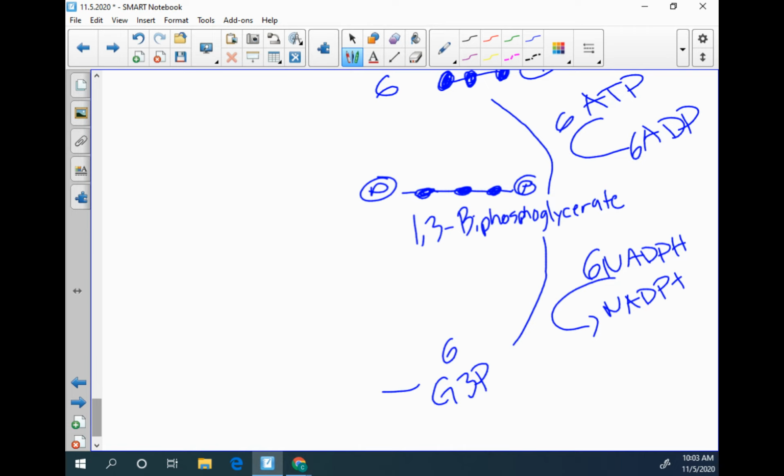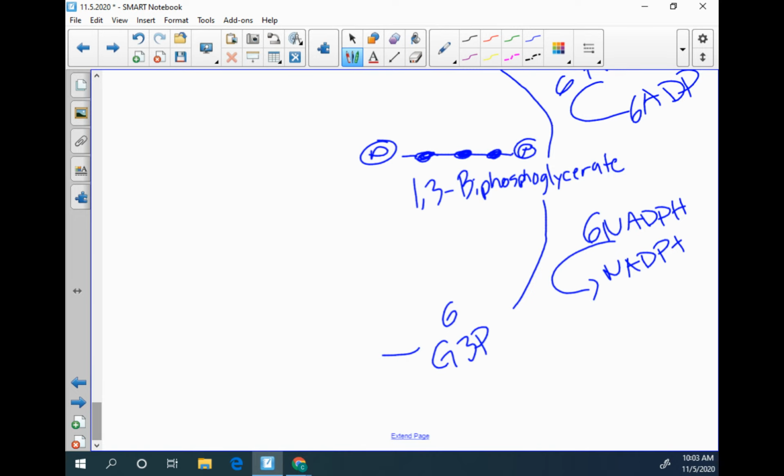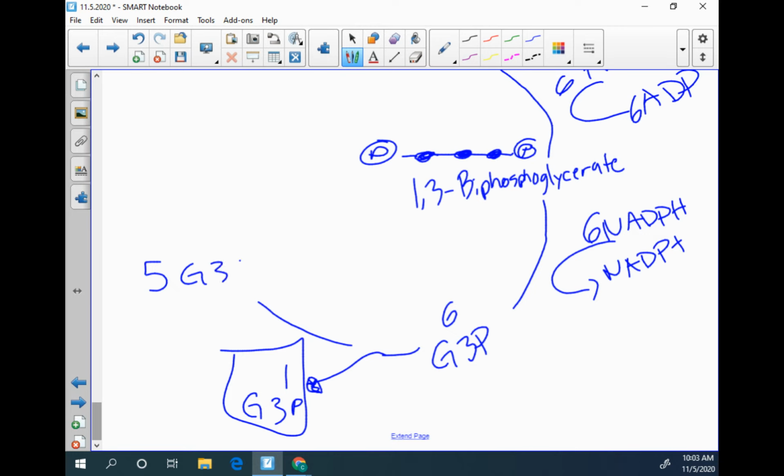It'll actually look like this. And now we have 6 of our G3P, sorry. One is ripped off. That's our sugar product. But 5 G3Ps are going to continue the cycle.